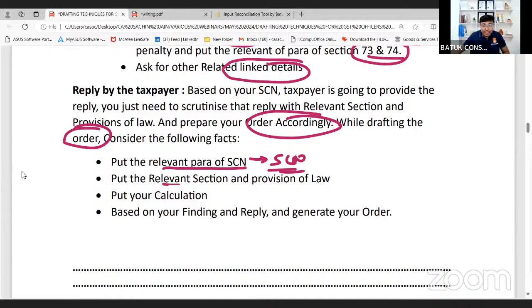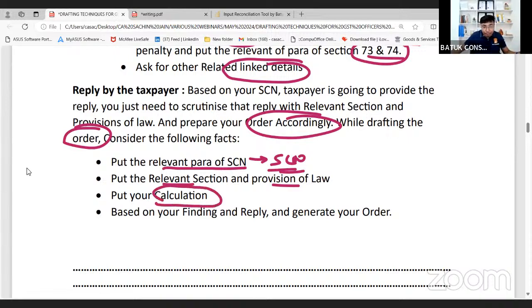Second, put the relevant section and the provision of the law. If you are raising any demand on account of any section or any provision of law, and the demand that you are raising is confirmed by some section or provision, in that case you just need to put the reference of that particular section and that particular provision.